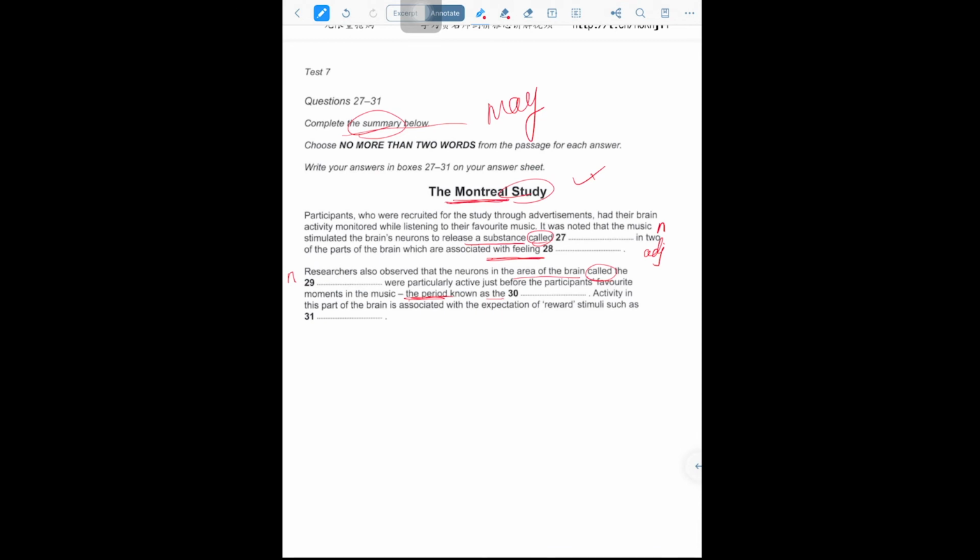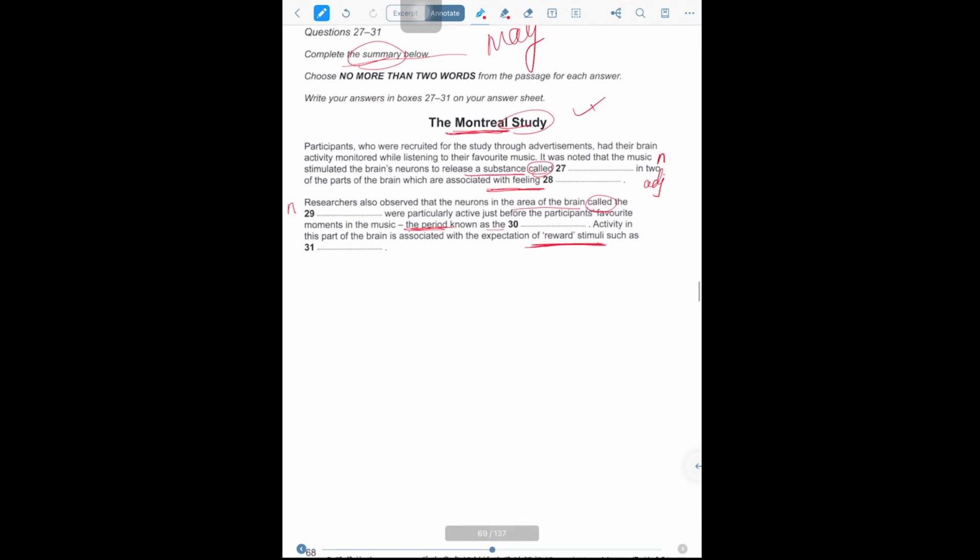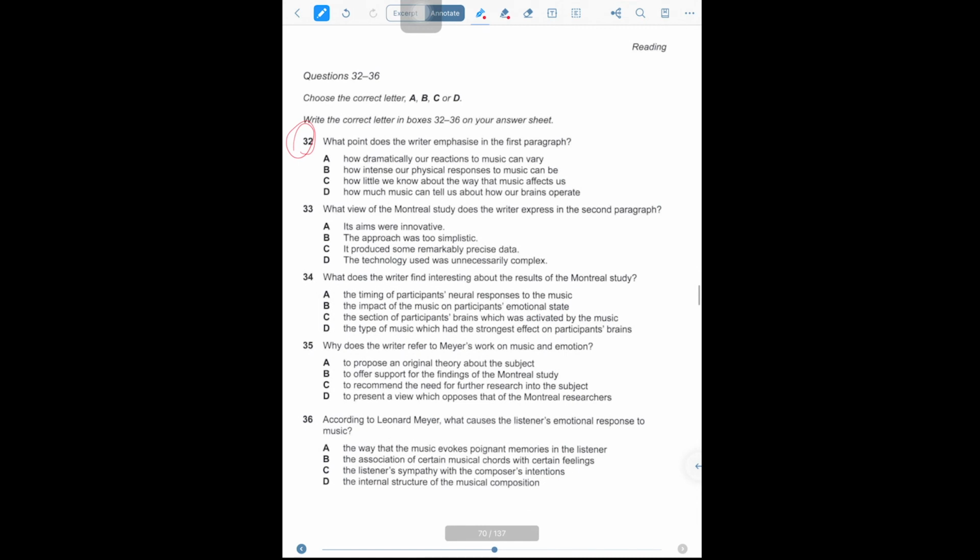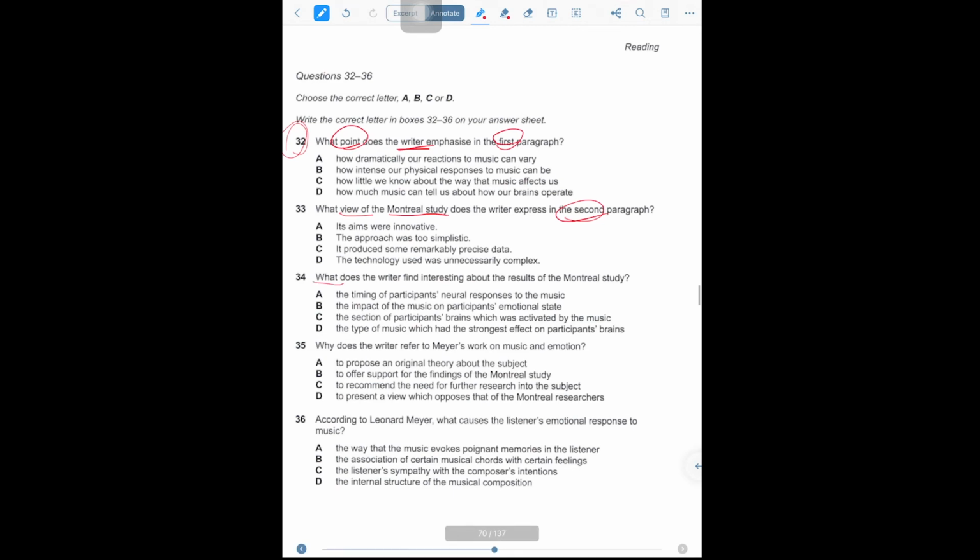Activity in the parts is associated with reward, reward stimuli. Okay. What's the point the writer emphasizes in the first paragraph? Oh, first paragraph. A review of the Montreal study in the second paragraph. Isn't it amazing? They already tell you which paragraph to look for the information. What I find interesting about the results.